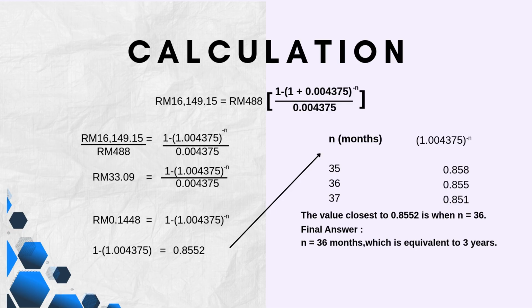So we get the answer 0.1448 equals 1 minus open bracket 1.004375 close bracket to the power of negative n. We rearrange: open bracket 1.004375 close bracket to the power of negative n equals 1 minus 0.1448, which equals 0.8552.